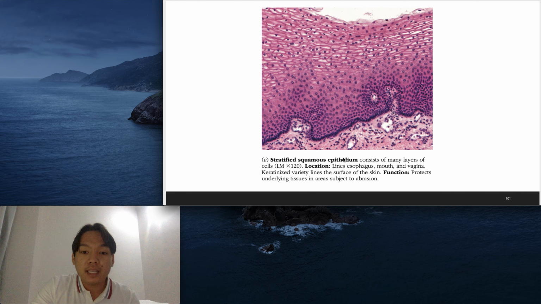We have stratified squamous epithelium that lines your esophagus, mouth, and the vagina, and some of them can be keratinized, lining the surface of your skin, and non-keratinized when they are found in places like the vagina. They protect the underlying tissues in areas that are subject to abrasion.